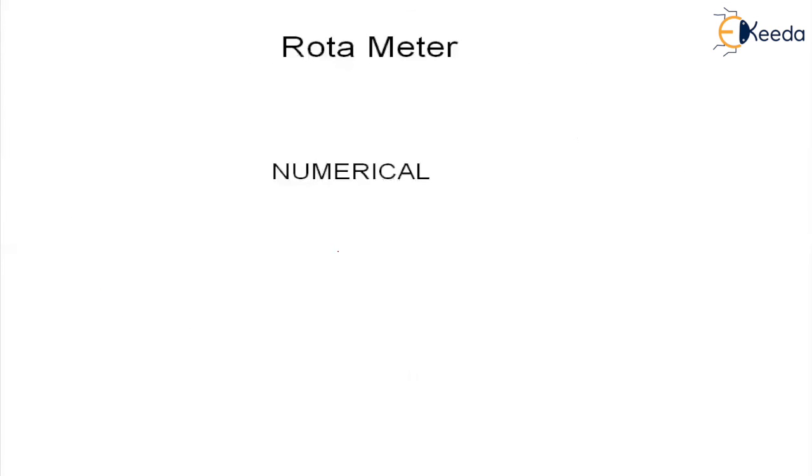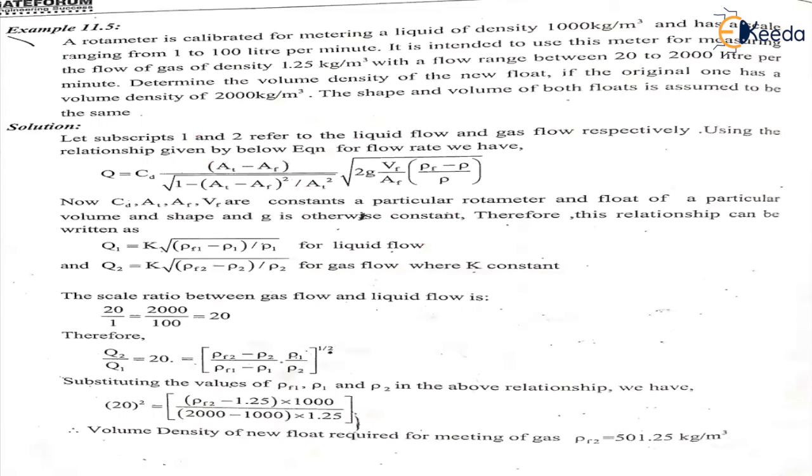Only one numerical, a basic numerical based upon the concept. Now we are going for the numerical based upon this rotameter. Listen here: a rotameter is calibrated for measuring a liquid of density 1000 kg per meter cube, and has a scale ranging from 1 to 100 liters per minute. It is intended to use this meter for measuring the flow of a gas of density 1.25 kg per meter cube with a flow range between 20 to 2000 liters per minute. Determine the volume density of the new float.